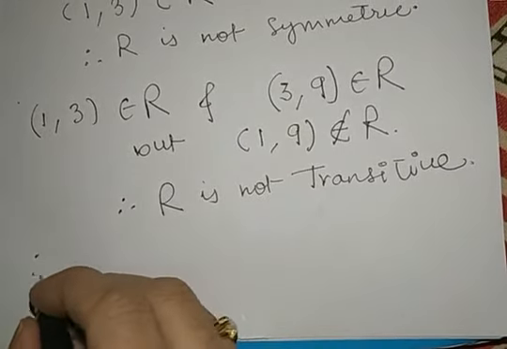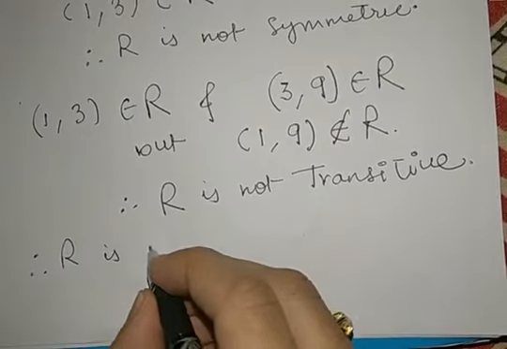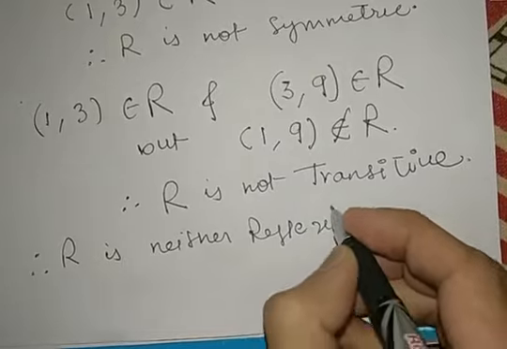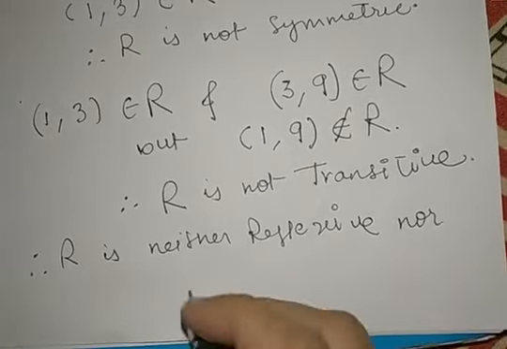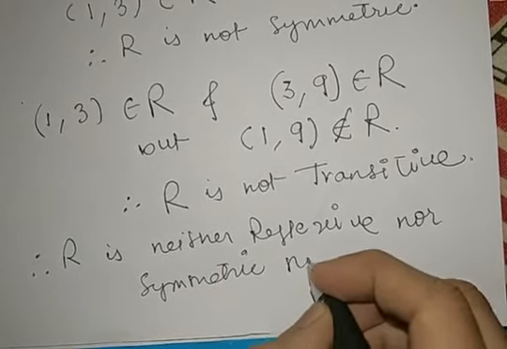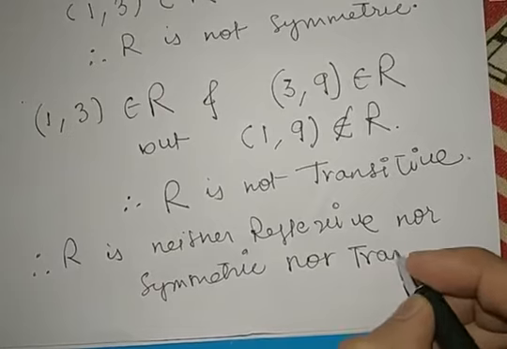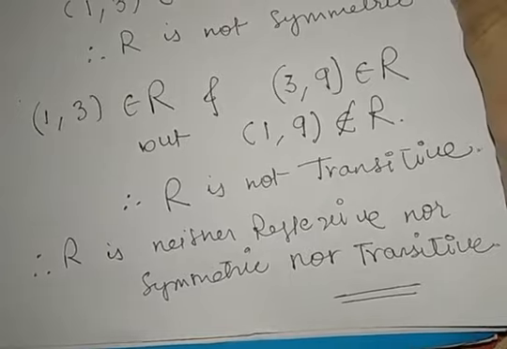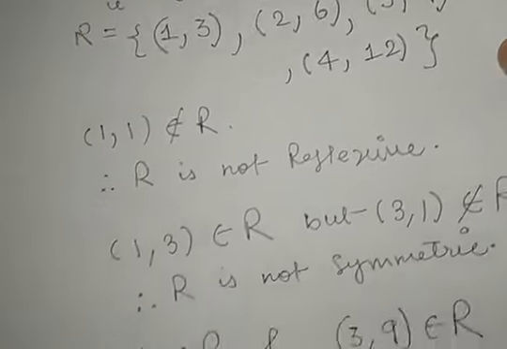So what you conclude, therefore R is neither reflexive, nor symmetric, nor transitive. So this was the problem 1. Now let us go to the problem 2. So the problem 2 of 1 is what?